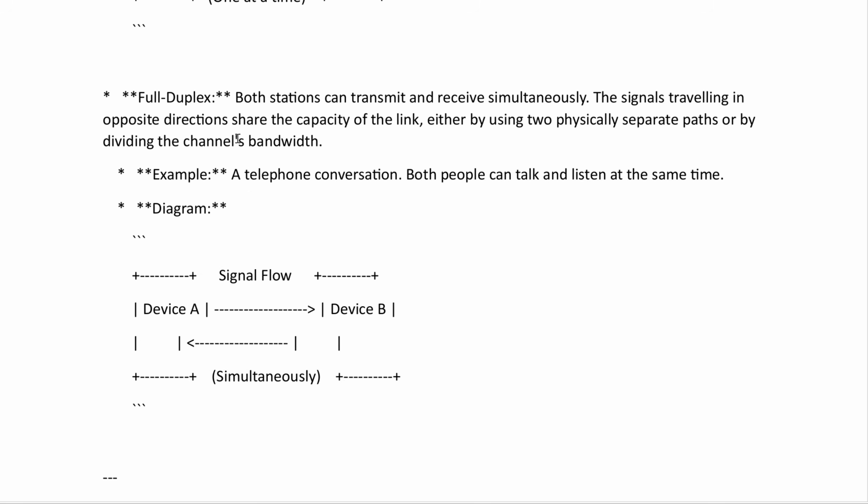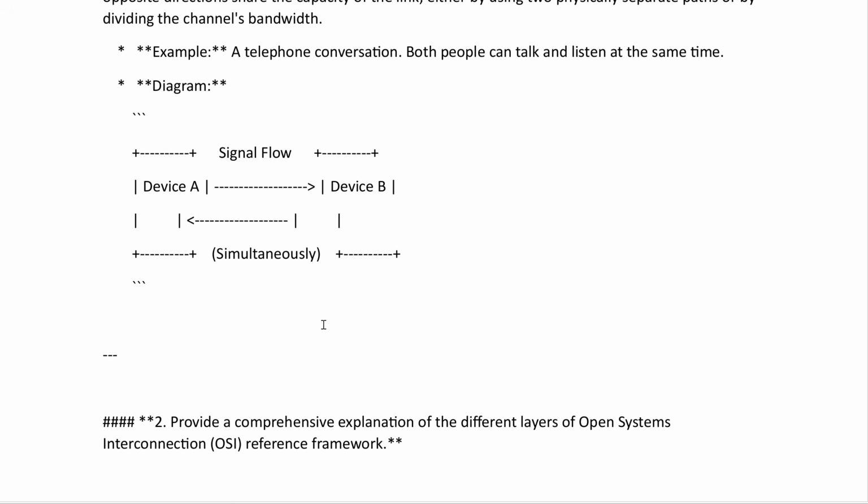So the signals traveling in opposite directions share the capacity of the link, either by using two physically separate paths or by dividing the channel's bandwidth. Example of full duplex communication is a telephone conversation. Both people on both sides can talk and listen at the same time.